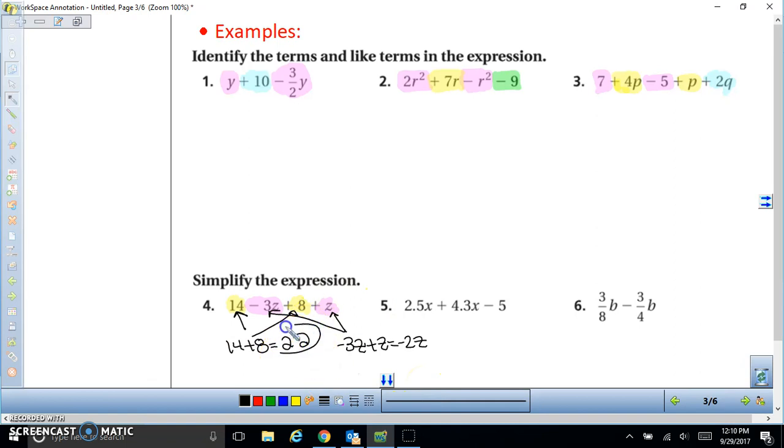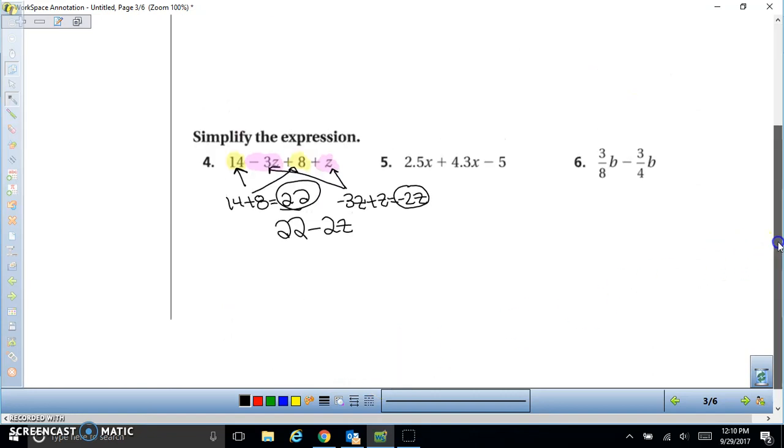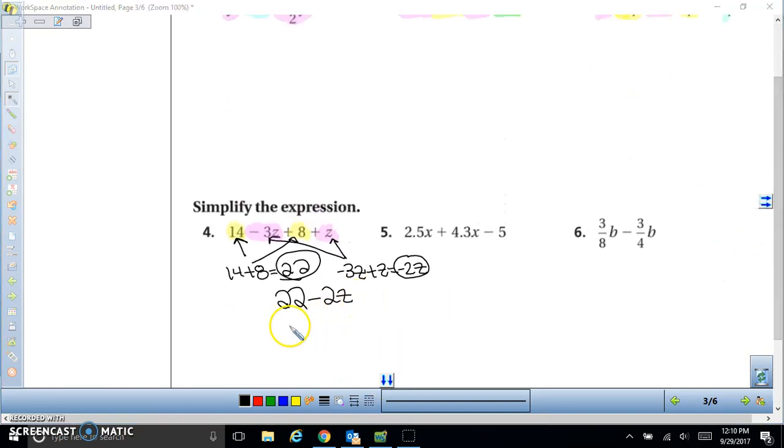We will have 22 minus or plus 2z. So here's the two ways we could have written this: 22 minus 2z, or 22 plus negative 2z. All right, let's go to number 5.